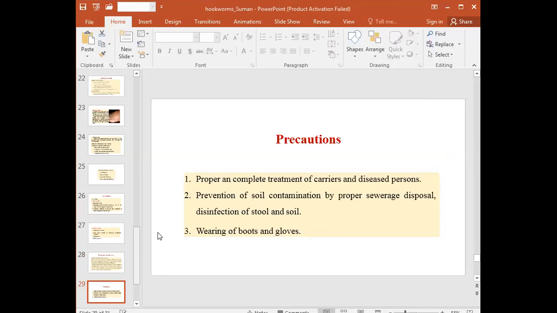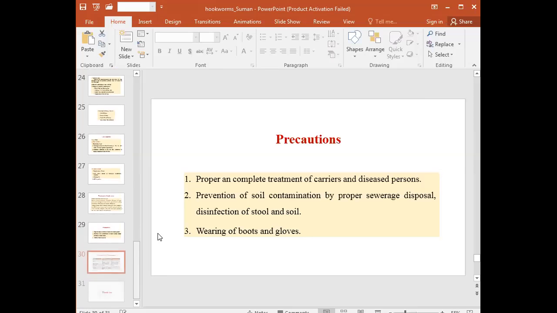Next, I'm coming to the precaution part. Precaution should be taken because this particular disease can be prevented if you maintain health and hygiene. Proper and complete treatment of carriers as well as the diseased person should be followed, along with prevention of soil contamination by proper sewage disposal, and disinfection of stool and soil. Persons who are working in the field or in the sewage disposal system must wear boots as well as hand gloves, so that they may be protected from this particular disease.